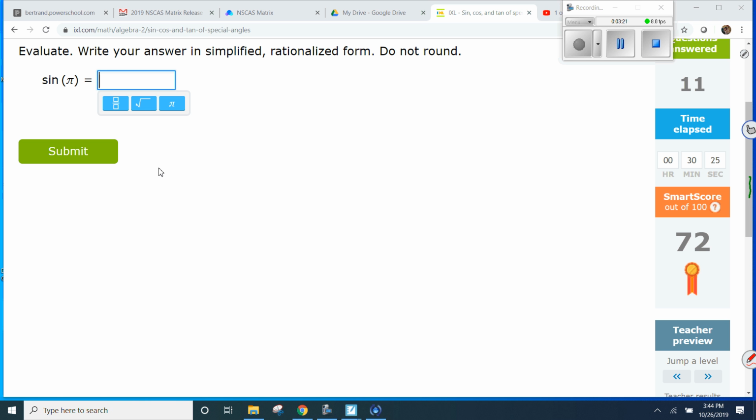Okay, the sine of pi. Pi means the same thing as 180. So once again, the sine of 180 degrees is 0.